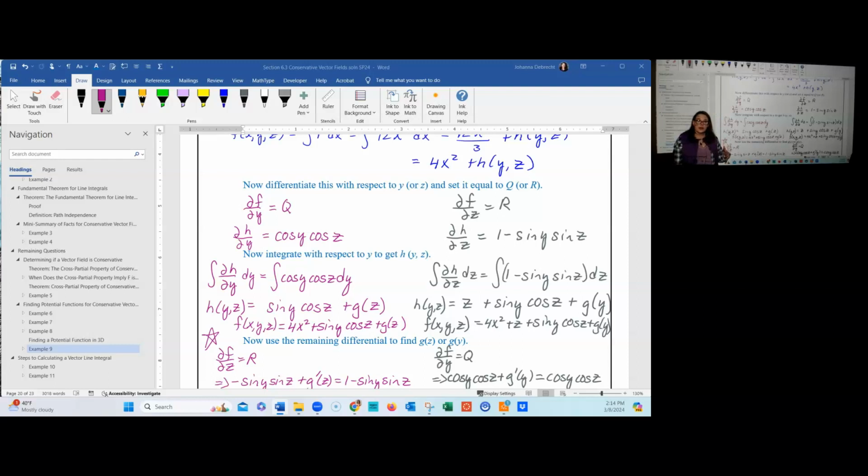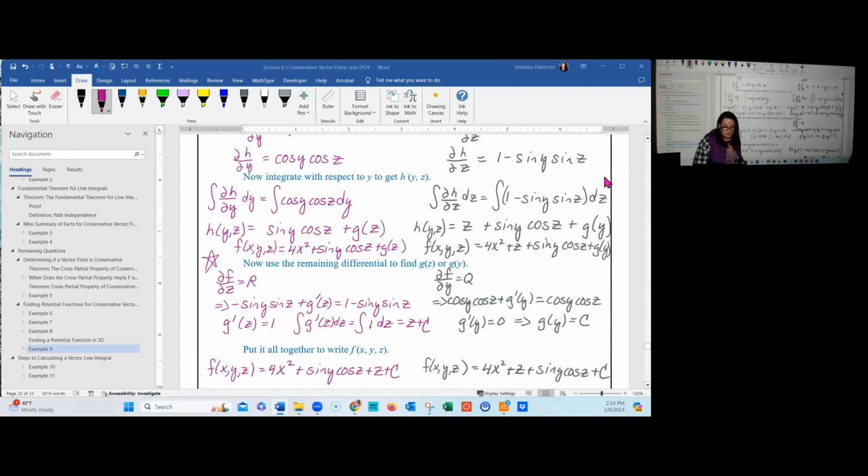Now I have to use the one I haven't used yet, which is the partial of the potential function with respect to z equal to r. When I take the partial of the rewritten potential function with respect to z, the partial of 4x squared goes to 0. The partial of sine y cosine z with respect to z gives me negative sine y sine of z, as you see here. And the partial of g as a function of z with respect to z is just the first derivative of g with respect to z. Then I set this equal to r.